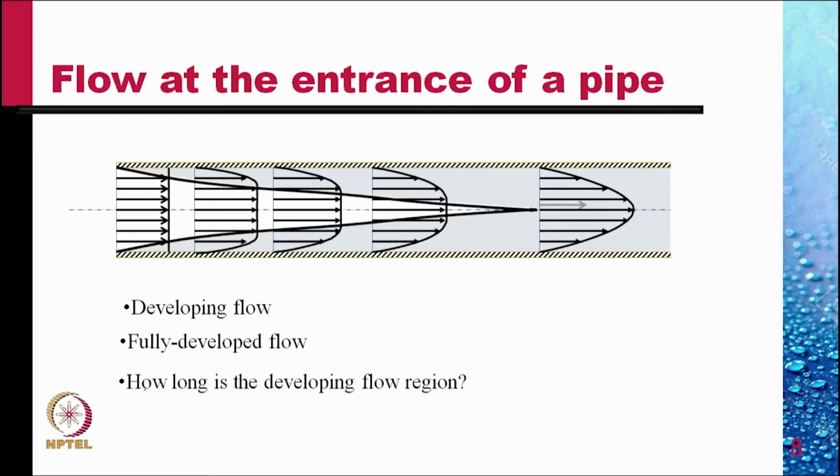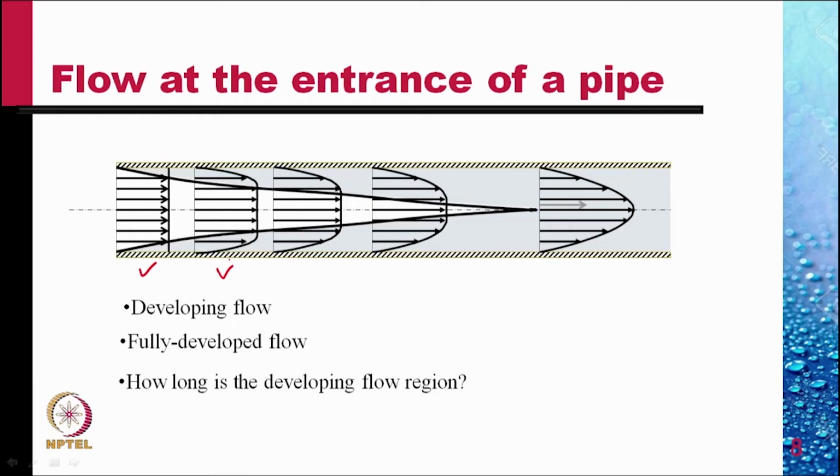We had earlier discussed the flow at the entrance of a pipe. When the flow enters a pipe with uniform velocity across a section, soon the viscous action at the wall takes over and slows the fluid down at the wall. So the flat velocity profile at the entrance changes into a velocity profile where the velocity is 0 at the wall by no slip condition, but the velocity is uniform in the center.